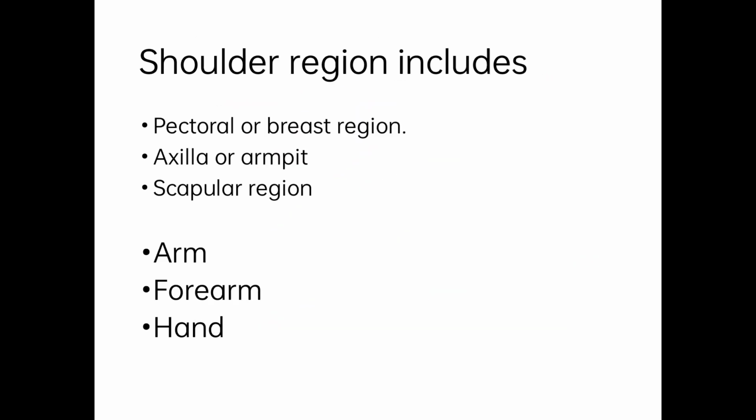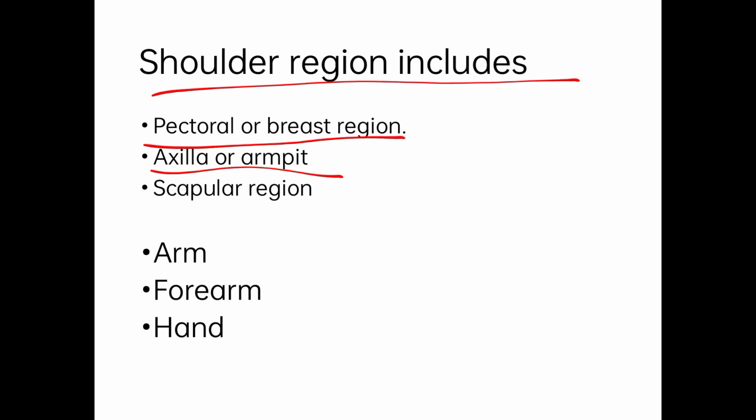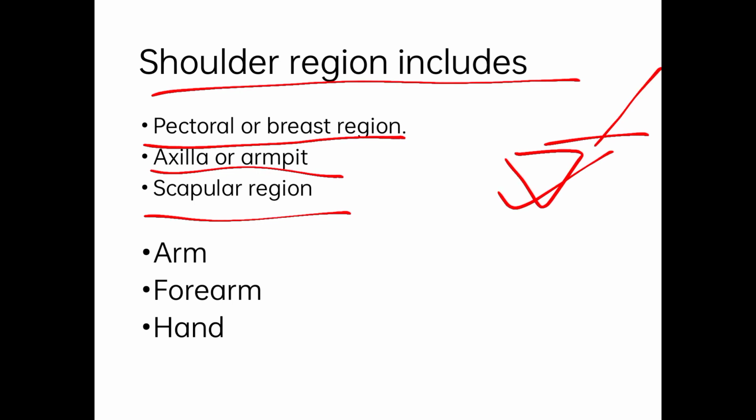Moving further, shoulder region. Shoulder region includes pectoral or breast region on the front of the chest, axilla and armpit. The scapular region on the back comprises parts around the scapula. The bones of the shoulder girdle are clavicle, consider this is a clavicle and here is scapula. So this is clavicle and this is scapula.